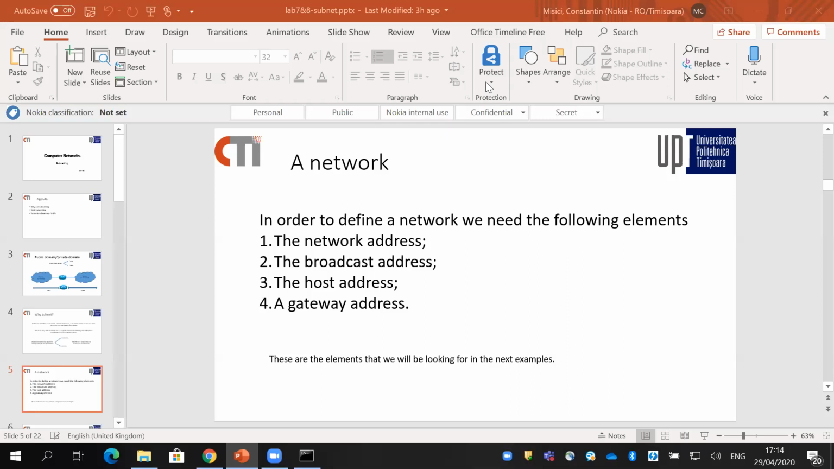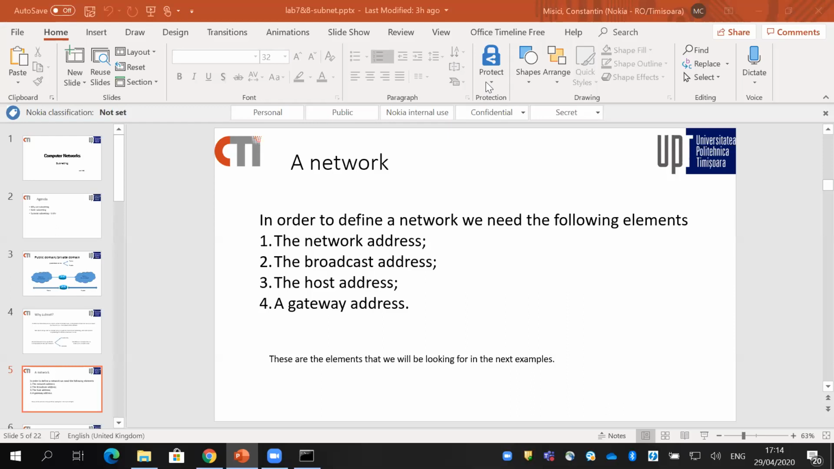Now, the idea is that all of these devices that we use within the network, be they servers, printers, phones, whatever, they have a generic name of hosts. And all of them need an IP address or a logical address within the network.